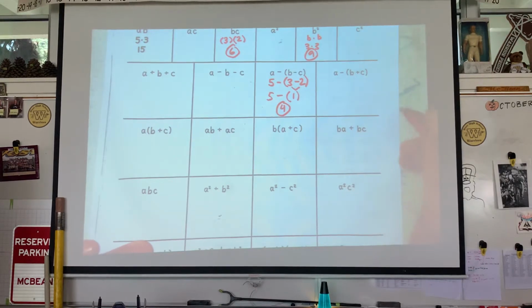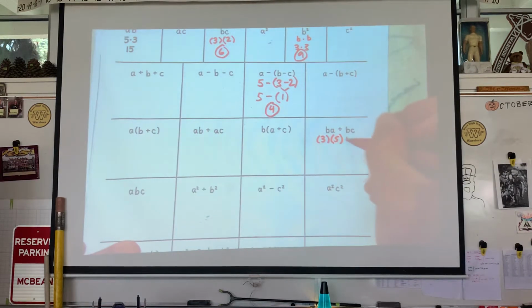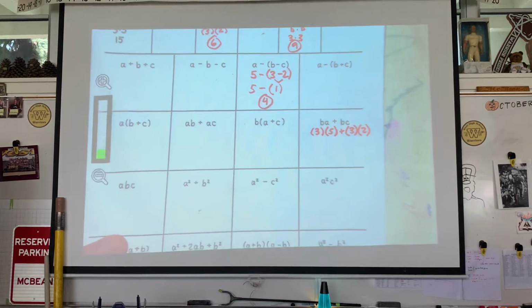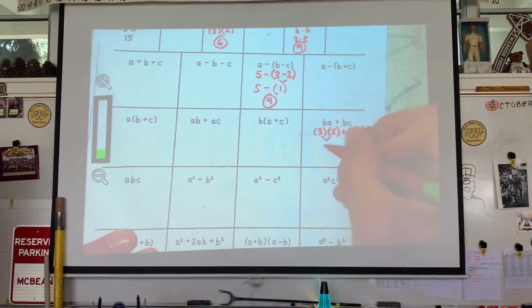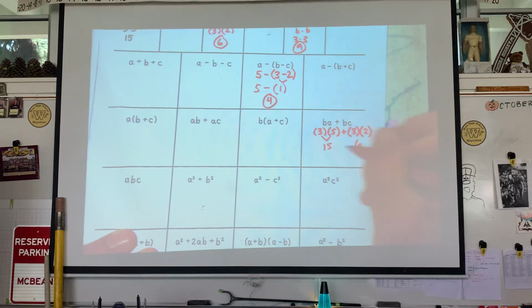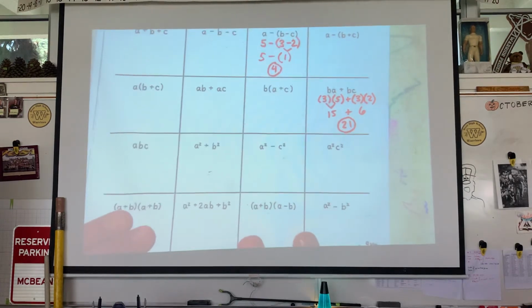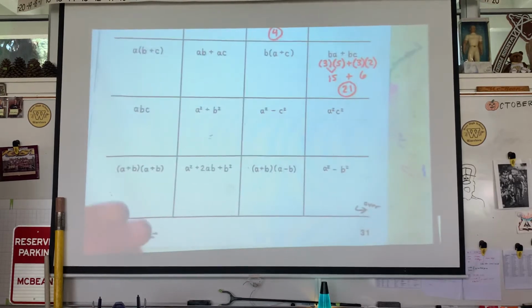Let's push down. Let's choose that one. BA plus BC. Well, BA is 3 times 5, okay? The plus sign comes down. BC is 3 times 2. I know order of operations tells me to do 3 times 5 and 3 times 2 first, which is the multiplication. 3 times 2 is 6. Plus sign comes down. My answer is 21. 15 plus 6, all right? All comes down to order of operations. Let's pick one down at the bottom.